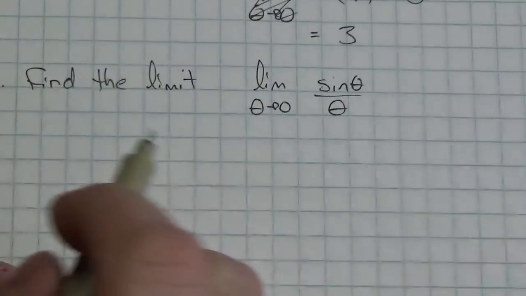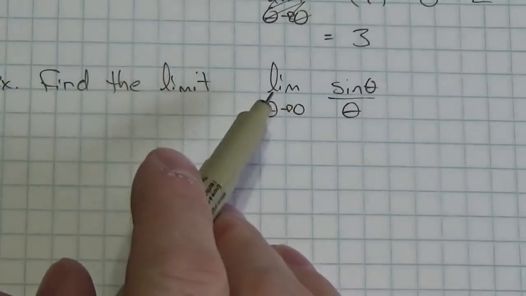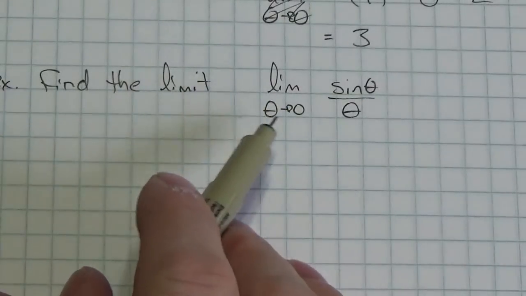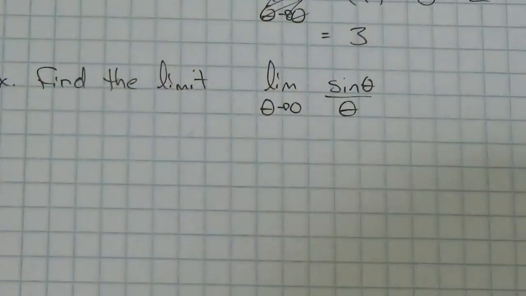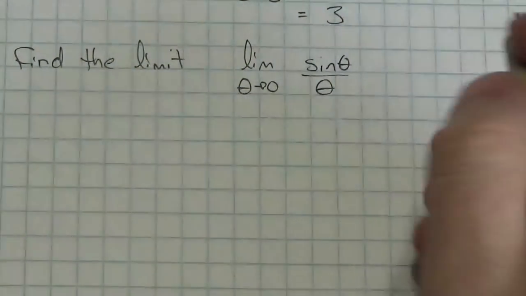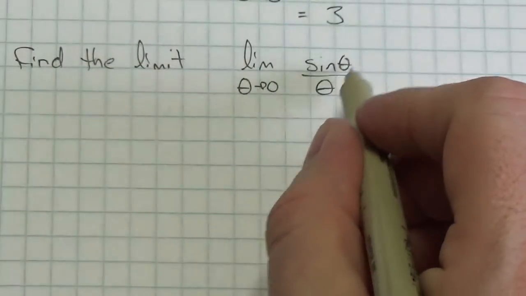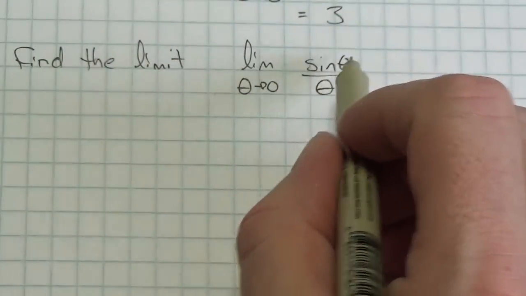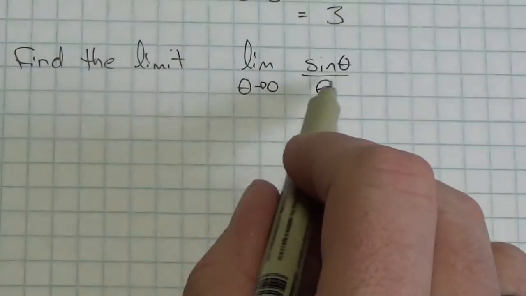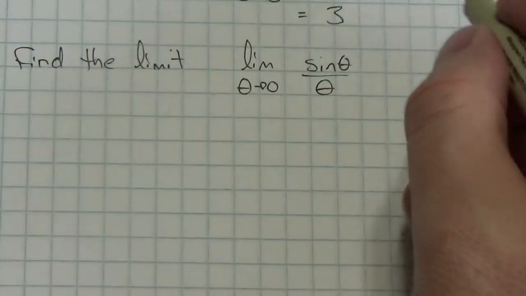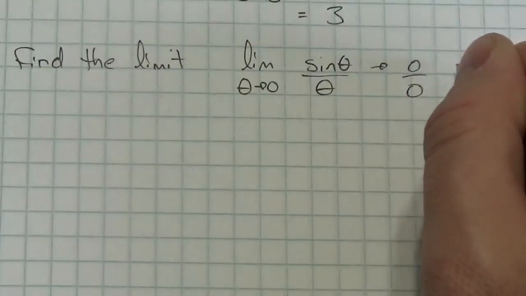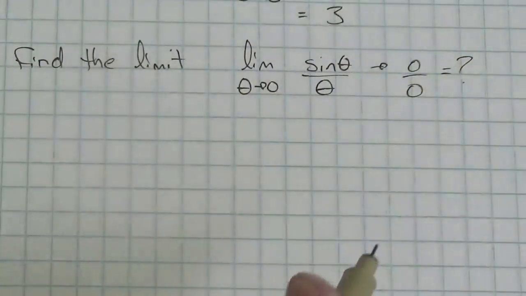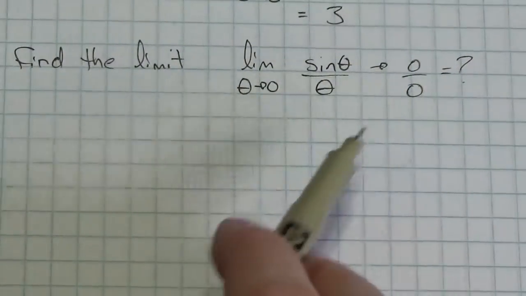All right, so now in this case, I'm being asked to find the limit, and the limit is as theta approaches 0 of sine theta over theta. Now, if we try what I was just talking about here, if we substitute 0 in for theta, sine of theta is 0, and then theta just becomes 0. So this is actually going to become 0 over 0. Which, remember, is an indeterminate form, which means I've got some work to do.